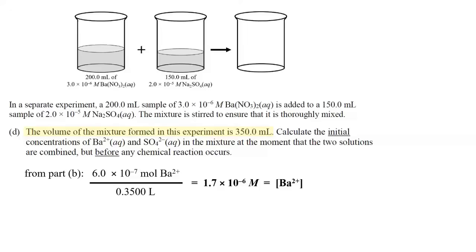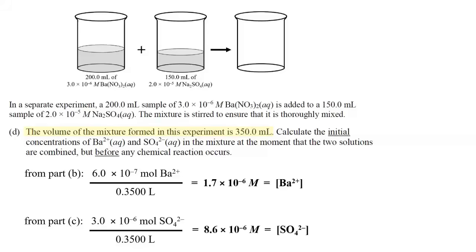So from part C, it was 3.0 times 10 to the negative 6 moles of sulfate divided by the total volume, 0.3500 liters, and I get the concentration of sulfate, 8.6 times 10 to the negative 6 moles per liter. So now I have the concentration of barium and the concentration of sulfate at the moment that the two solutions are combined, but before any chemical reaction occurs.